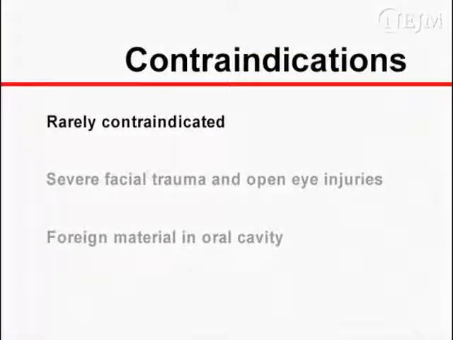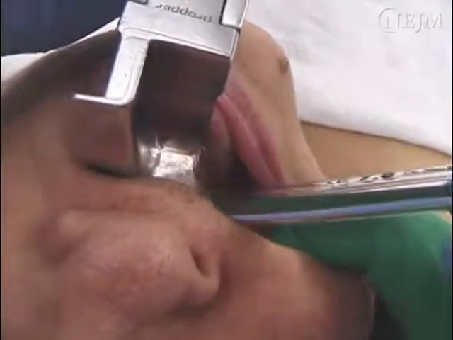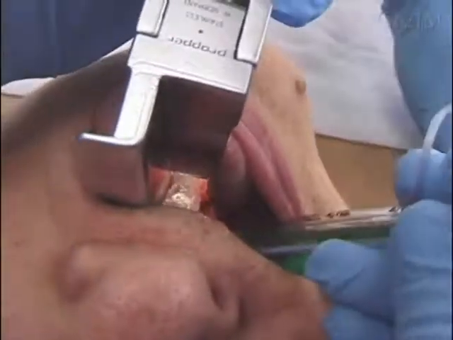Face mask ventilation is rarely contraindicated in patients with respiratory failure or cardiopulmonary arrest. However, caution is advised in patients with severe facial trauma and open eye injuries. In addition, foreign material such as gastric contents and blood in the airway may lead to fatal aspiration pneumonitis. In those circumstances, alternative approaches, including immediate endotracheal intubation or tracheotomy, may be necessary.